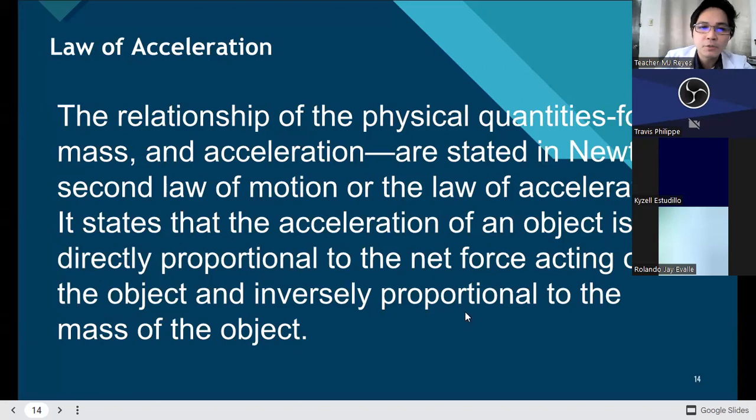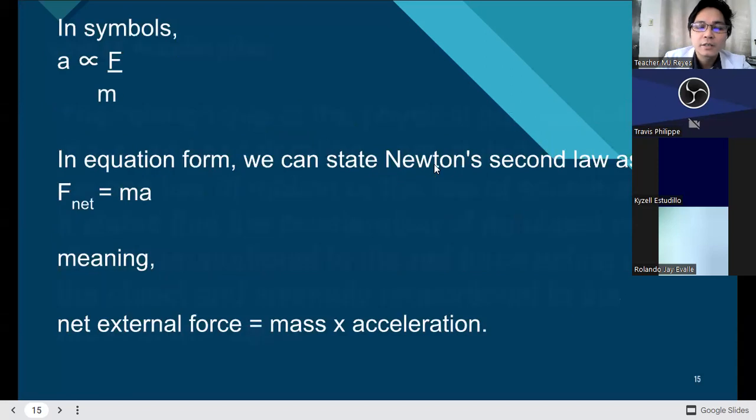So if you're going to put it in a symbol or formula, acceleration is directly proportional to force, and inversely proportional to mass. In equation form, we can state that the second law of motion by Newton is: force, or net external force, is equal to mass times acceleration.